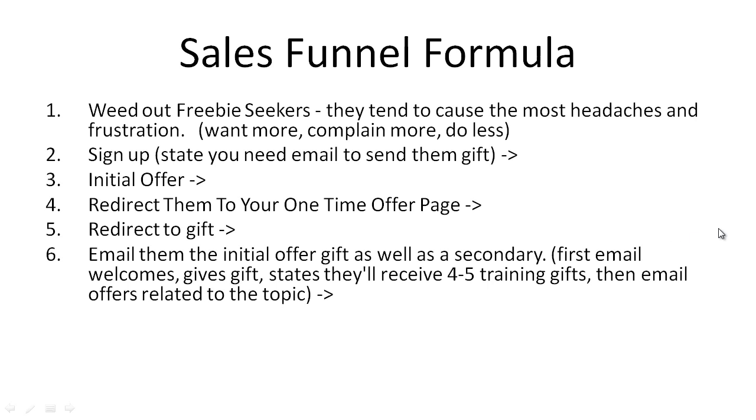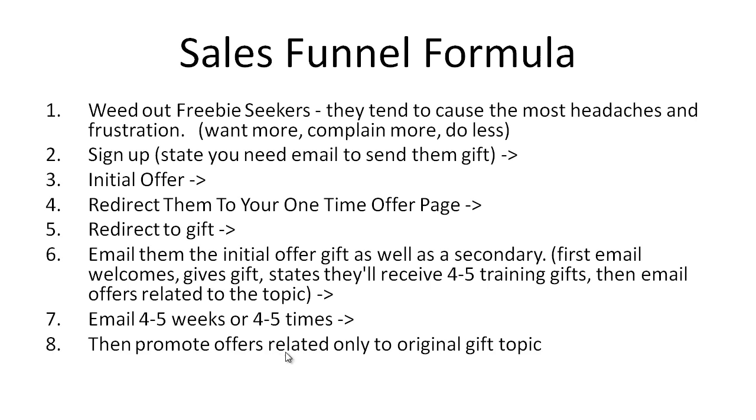So as you can see, the topic has to be congruent all throughout the process in order for the conversions to actually work. So you can email them 4 to 5 times with tips and advice that relates to the gift, or it could be 4 to 5 gifts as well. Then at that point, you can promote offers related only, and note the word only, to the original gift topic. If you begin to veer off and start promoting other stuff that's not really in that niche, then your conversions will drop. And you don't want that to happen. So with that said, let's move on to video number 3 and talk about how to customize your own sales funnel and create a mind map so that you can see visually, step by step, what you need to do.